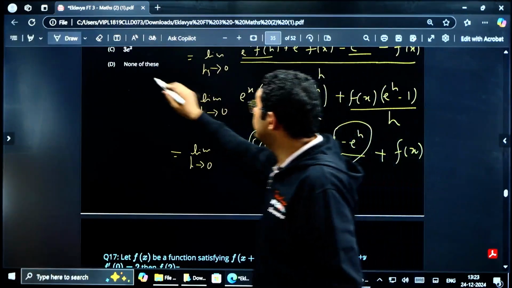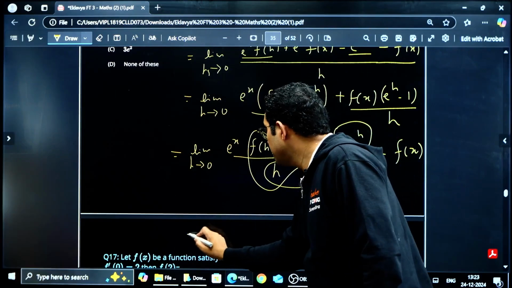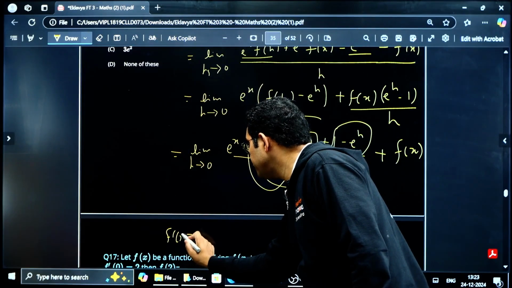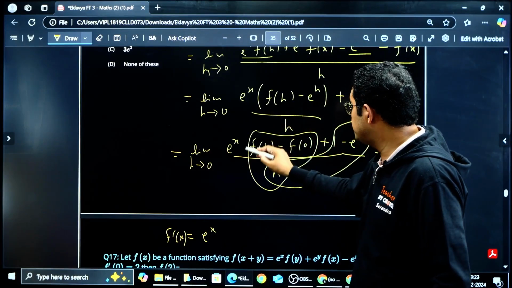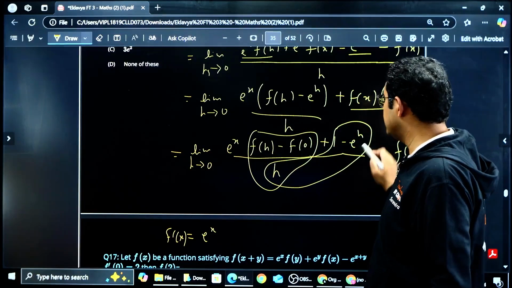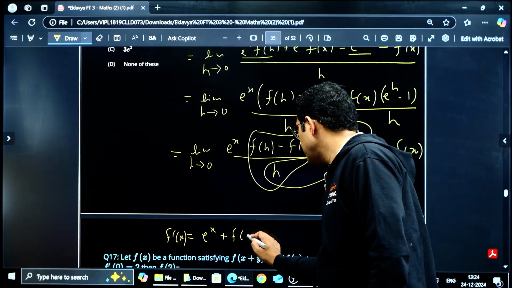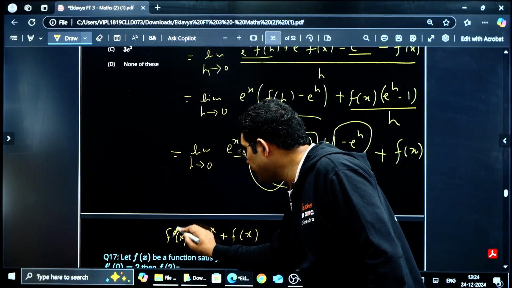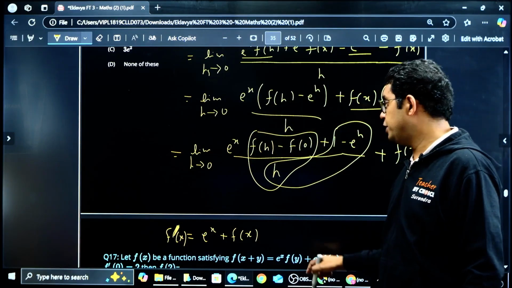So 2 minus 1 will be, so this will be equal to, let me write it here. What we were finding as of now, f dash x. f dash x is equal to e power x, and please remember f dash 0 is 2 and this limit is minus 1, so 2 minus 1, 1, and plus f x. So this is what we have got as f dash x. Derivative of function is equal to e power x plus f x.